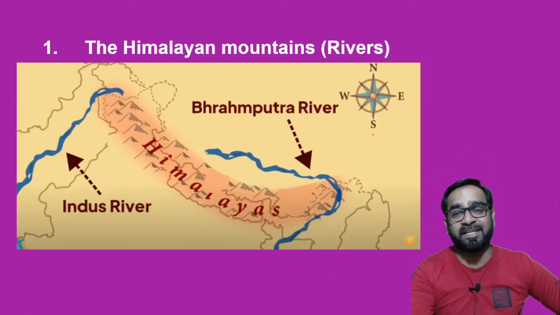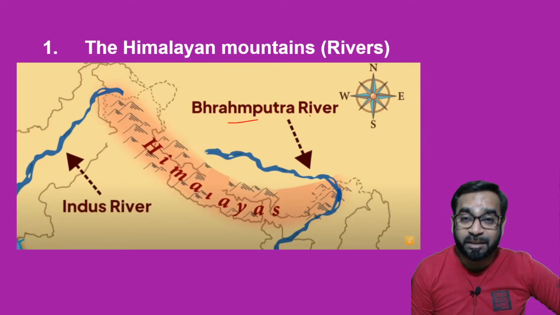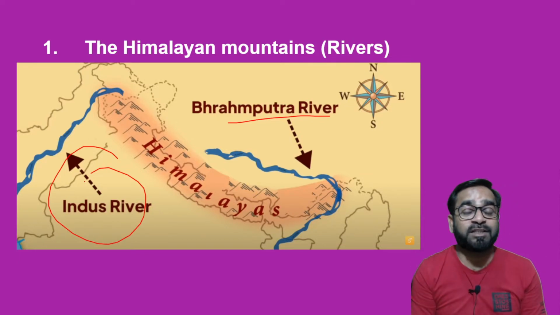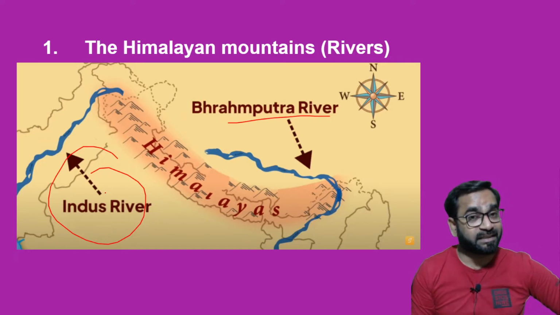Now we are going to study the rivers which are adjoined with the Himalayan ranges. The first ones are the Brahmaputra and the Indus. Many more rivers are there, but these are the 2 prominent rivers, the Brahmaputra as well as the Indus river.